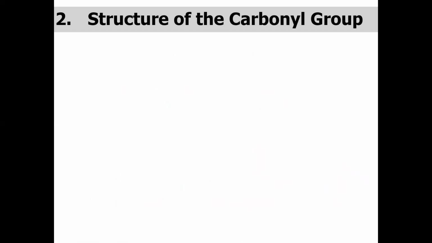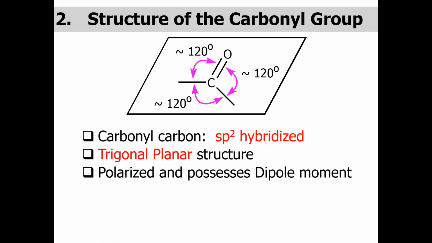Now see the structure of the carbonyl group. As we can see, the carbonyl, whether it is an aldehyde or a ketone, is a planar molecule. The carbonyl carbon and oxygen are both sp2 hybridized. Its structure is trigonal planar, and from all sides the bond angles are approximately 120 degrees. And it is a polarized molecule between carbon and oxygen.